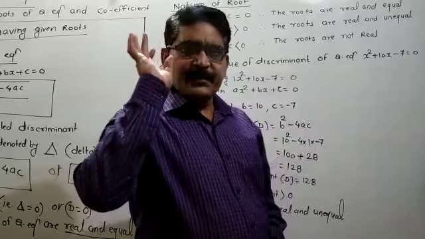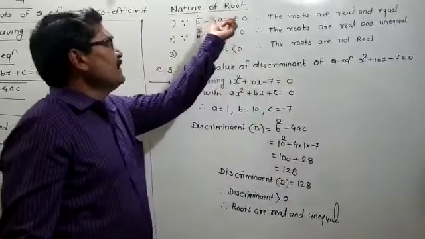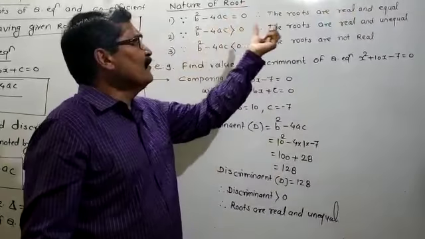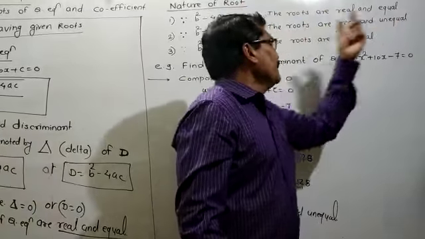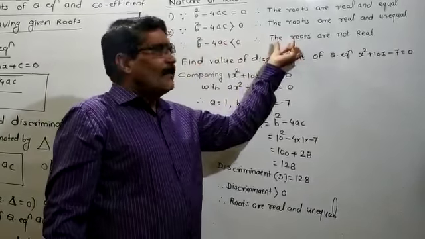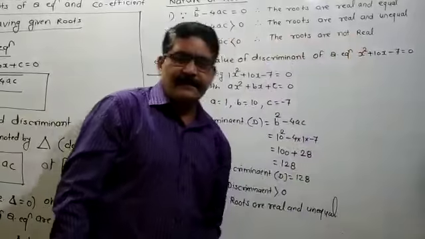Very easy. So you have to learn these things. When discriminant is equal to 0, roots are real and equal. When discriminant is greater than 0, the roots are real and unequal. And when discriminant is less than 0, no real roots, or the roots are not real.